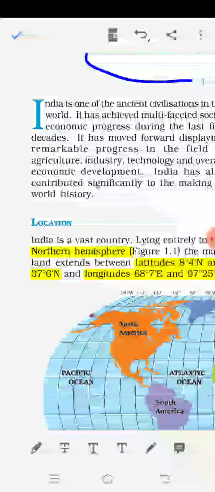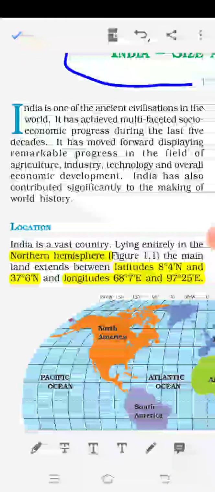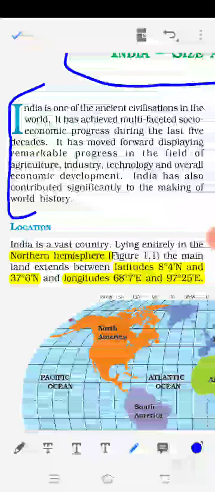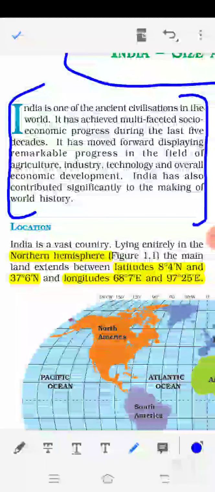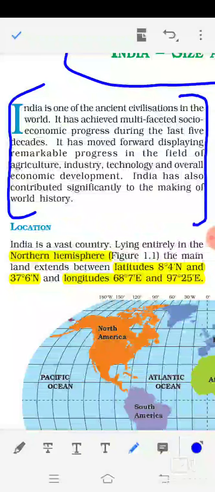So the first paragraph, when you are reading in your book, what they are writing is that India is a very ancient civilization. In the last 50 years India has made very good, remarkable progress in all fields, whether it is agriculture, industry, technology, or economic development. India has also contributed to making world history.